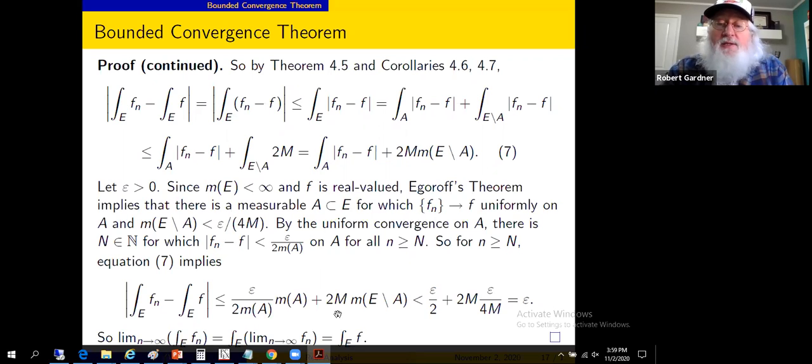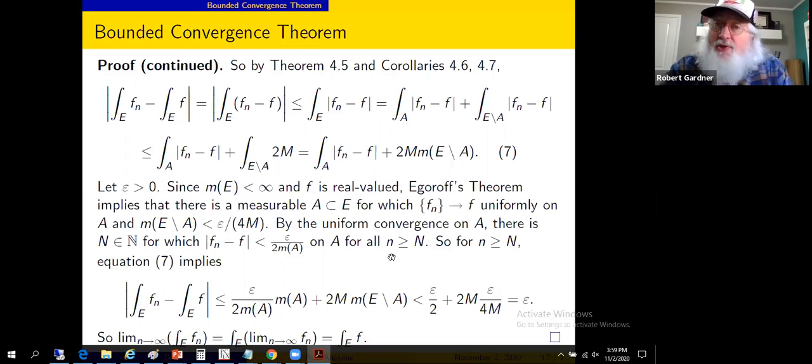As I said, I wanted to make the measure of E minus A less than epsilon over 4m. So we'll replace that with an epsilon over 4m right here. We get cancellation there with an epsilon over 2. We'll get cancellation with the 2m and the 4m to produce another epsilon over 2. And there's your epsilon.